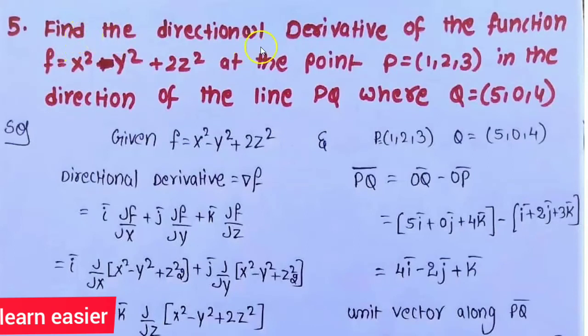Find the directional derivative of the function f equal to x square minus y square plus 2z square at the point 1 comma 2 comma 3 in the direction of the line PQ, where Q is 5 comma 0 comma 4. So we have to find out the directional derivative of this function, that is del f. In any such problem, the function f is given, so we have to find del f first, and at the point 1 comma 2 comma 3 in the direction of the line PQ.